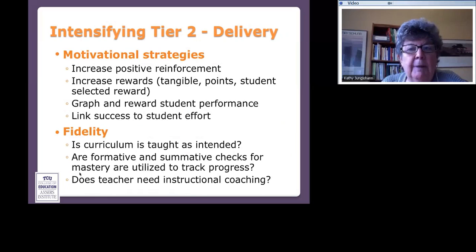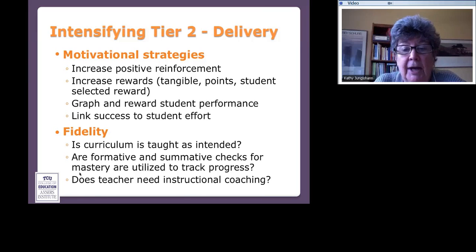We can intensify motivational strategies. We can increase positive reinforcement, increase rewards. Maybe students need tangible rewards, points, student-selected rewards. Implementing graphing and rewarding student performance can be very effective for students. And then linking success to student effort so that students know that the effort that they put in is resulting in their success.